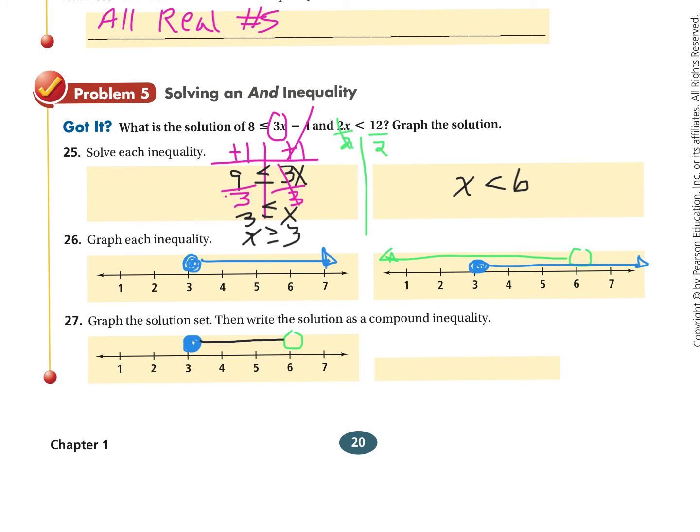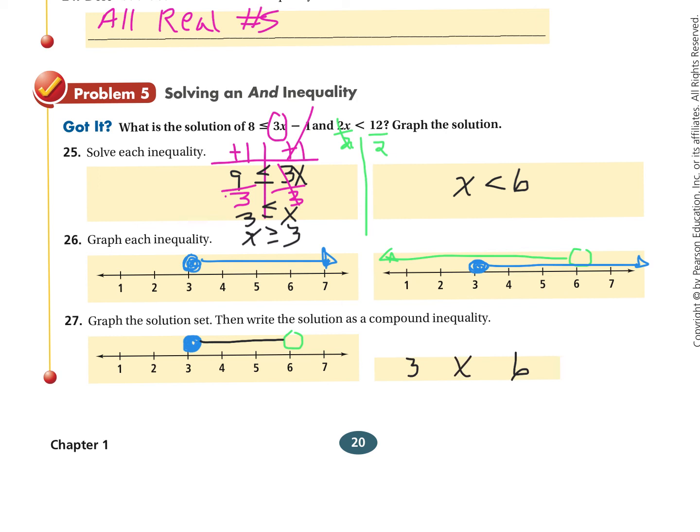Now, how do we write this inequality? You can either write x is greater than or equal to 3 and x is less than 6. You can write that out, just put the word and in there. Or we can sandwich this together. Look at your boundary points. My left boundary point is 3 and my right is 6. So just write a 3 here and a 6 here, and you're going to put your x in the middle.